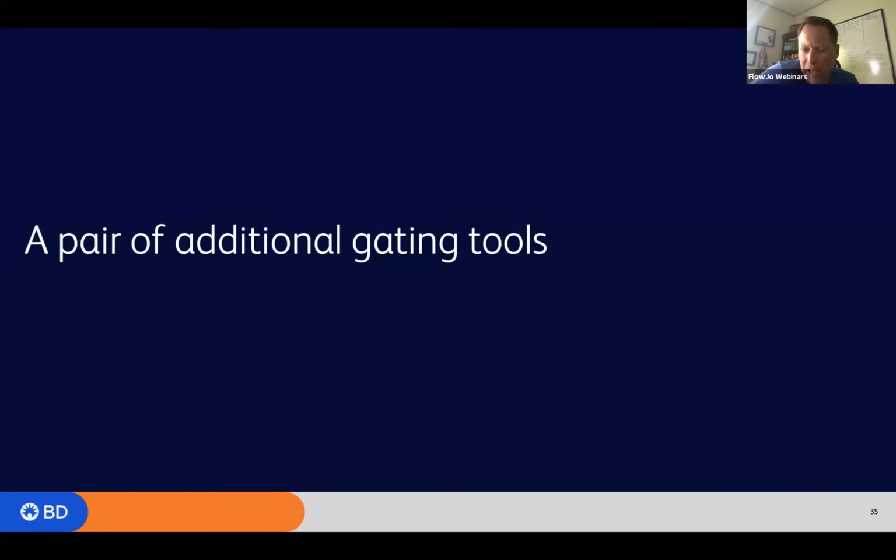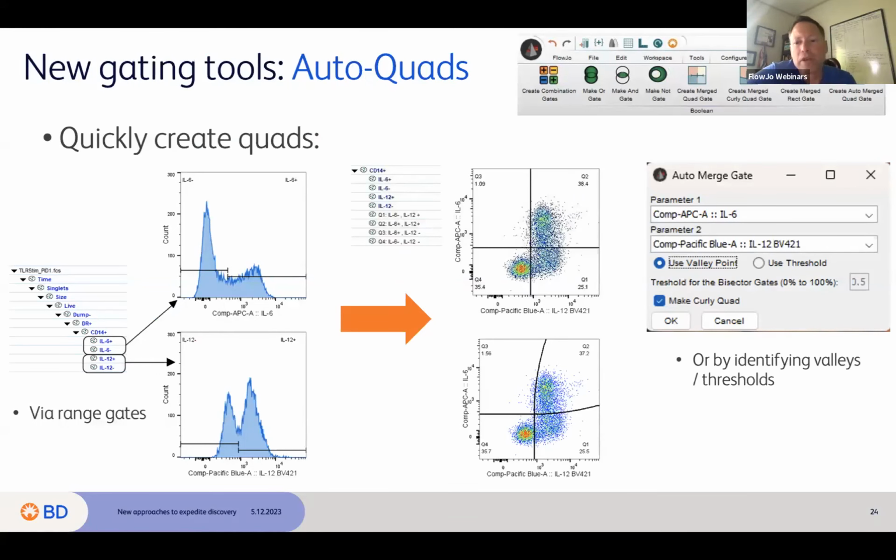Okay. Last few slides, a couple additional gating tools. We've got a suite of quad tools up here in the tools band under Booleans that say if you've got a couple of range gates, you can just click a button and we'll turn them into quads. If you want to use the valley between two peaks as the intersection point, I have an example right here. We can also pick two parameters, find the two valley points, and draw either a straight line or curly quad if you choose the curly quad button. So it's a fast way to make curly quads. There's also an option that if you want to just turn these into a rectangular gate, you can do so as well.